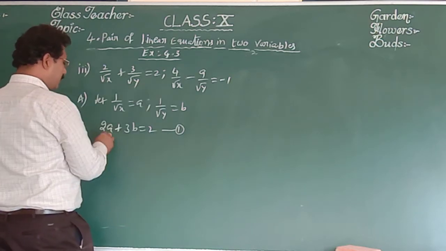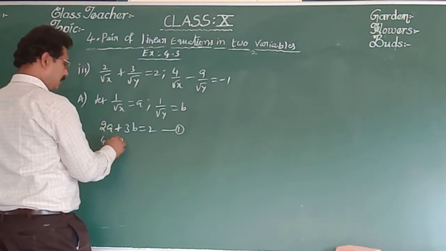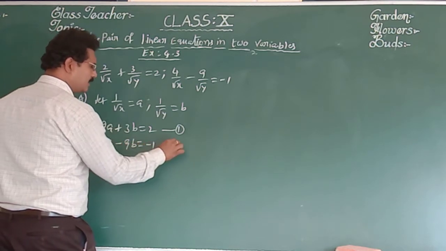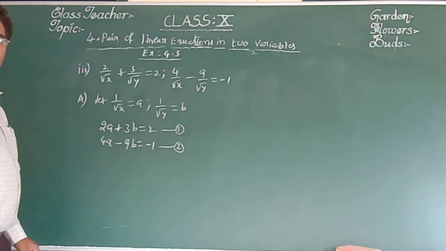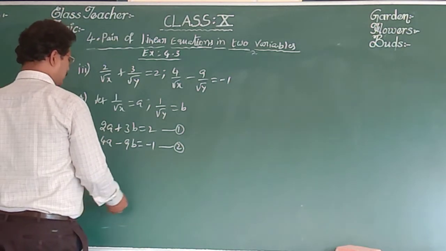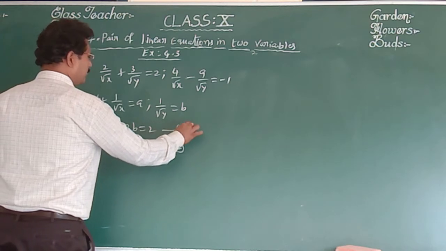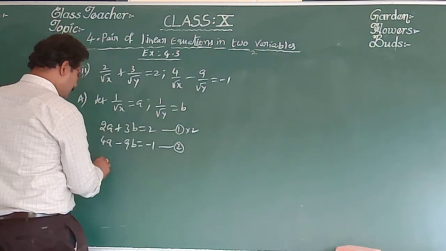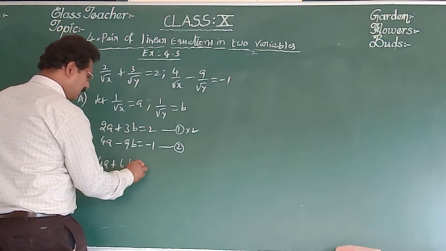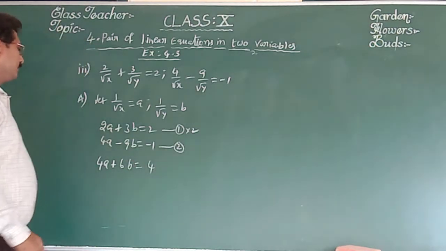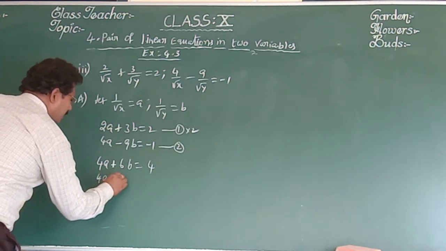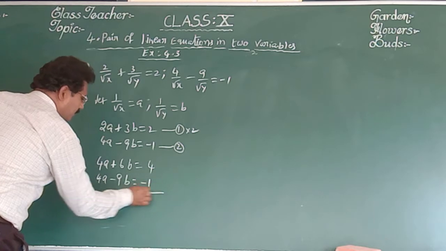Next, 4 by root x, that is 4a, minus 9 by root y, that is 9b, is equal to minus 1. Call it equation number 2. Now solving these two equations, it is better to multiply equation 1 by 2. 2 2s are 4a plus 2 3s are 6b is equal to 2 2s are 4. Next equation: 4a minus 9b is equal to minus 1.